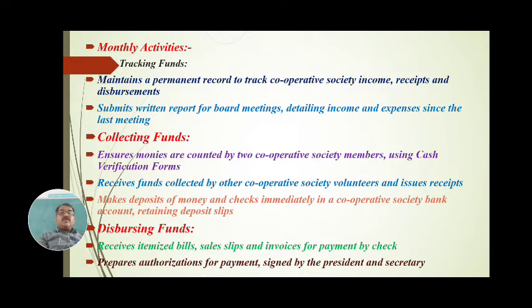Submit a written report for the board meeting. The incoming annual income, the outgoing, meaning daily usage and daily investment, are to be written in a book and a written report submitted for the board meeting. Then detail income and expenses since the last meeting; detailed expenses, daily expenses report, are to be given.